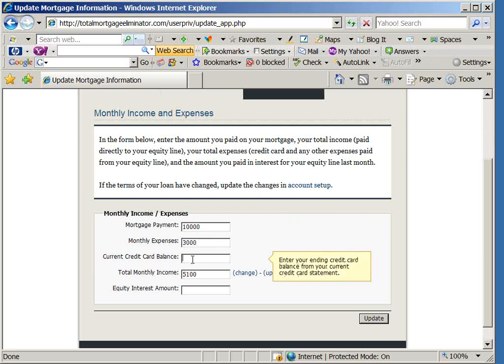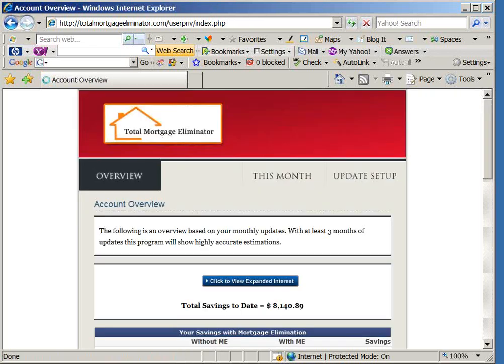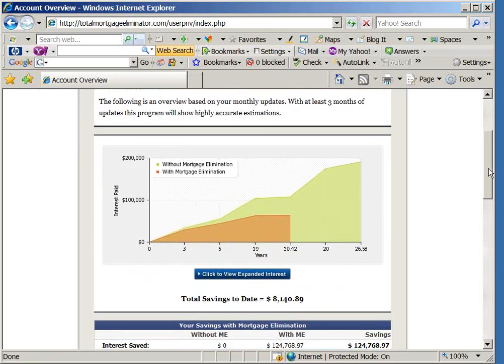His credit card balance was reduced to $750. His income stayed the same at $5,100. If that changed, then he would just let us know what the change was. And he got a small bill for his interest on his equity line account of $30. Now what we've done is we have generated a new plan for Tom based on this updated information.